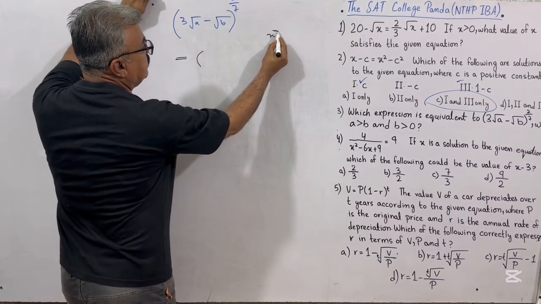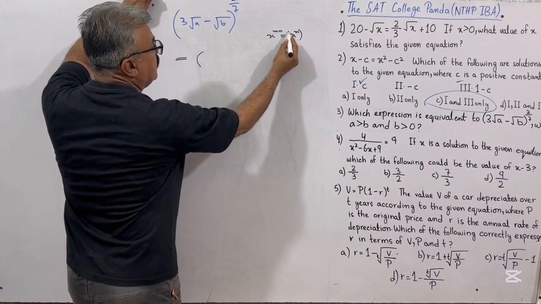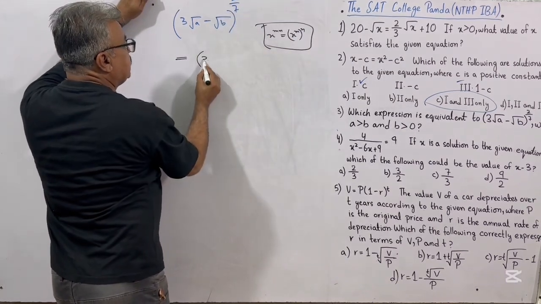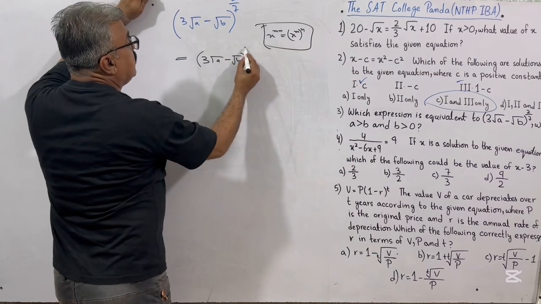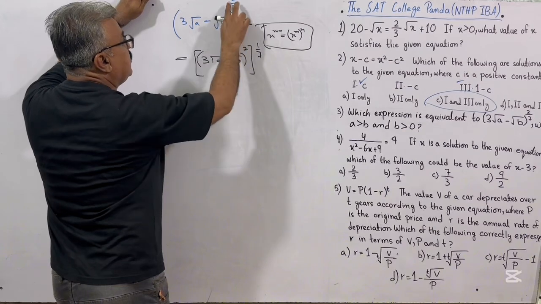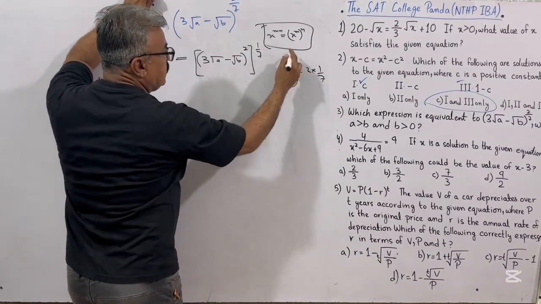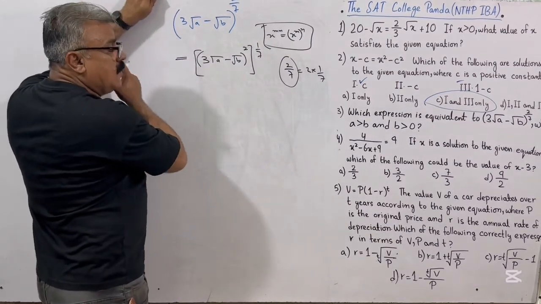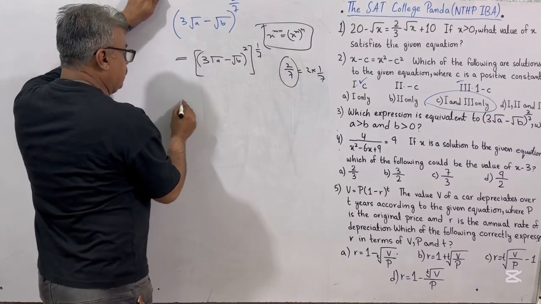x raised m times n can be written as (x raised m) overall raised n. Utilizing this fact here, we can write this as (3 times root a minus root b) overall square, raised 1 over 7. We can write 2 over 7 as 2 times 1 over 7. Now we are in a position to apply the perfect square formula. Keep this intact and it is going to work wonderfully for us.